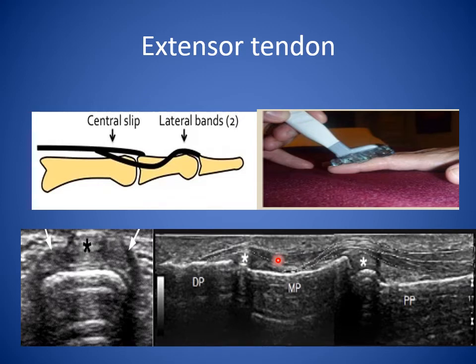A very high frequency probe may help us see these thin tendons. Here we notice that this is the site of the central slip, and this is the insertion of the two lateral bands, or one of the lateral bands, at the distal phalanx base. This is a TS view for the central slip and the two lateral bands.